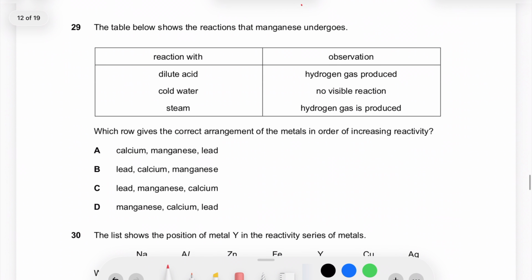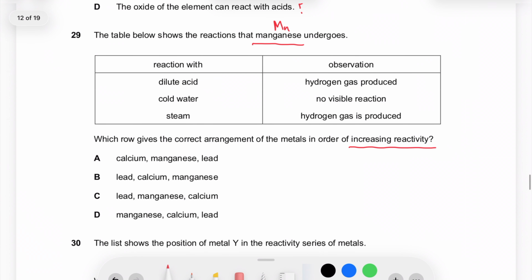Moving on, question 29. The table below shows the reactions that manganese undergoes. The formula for manganese is Mn. Which row gives the correct arrangement of the metals in order of increasing reactivity? This is definitely under metals, the reactivity series. It can react with acids, but has no reaction with cold water.